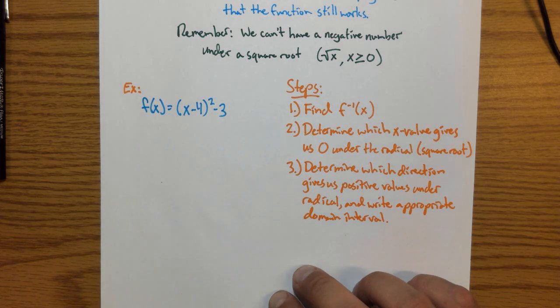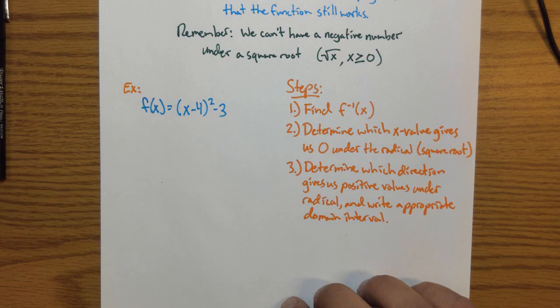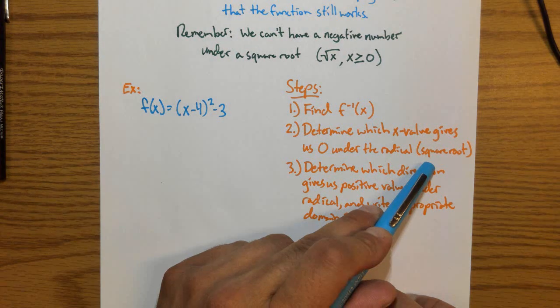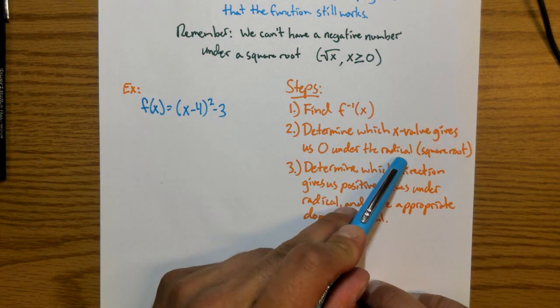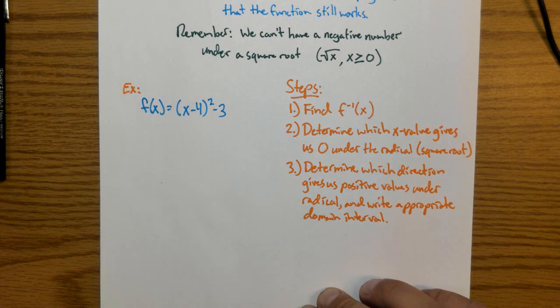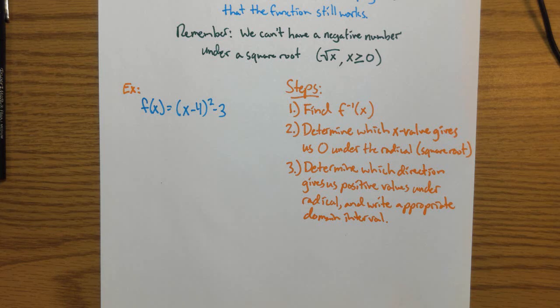And step 2 is determine which x values give us 0 under the radical, or the square root. Radical is just another word for the square root sign. It's kind of like the more official word. So I'll be using square root sign or radical interchangeably.